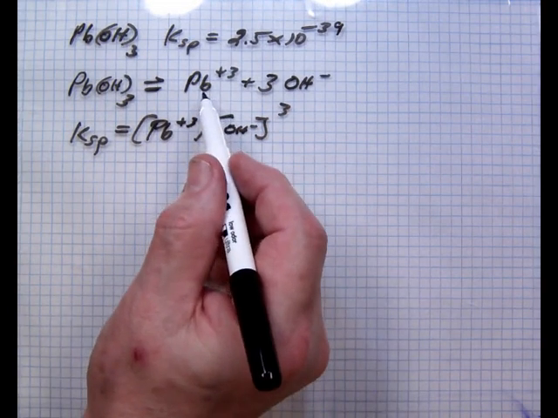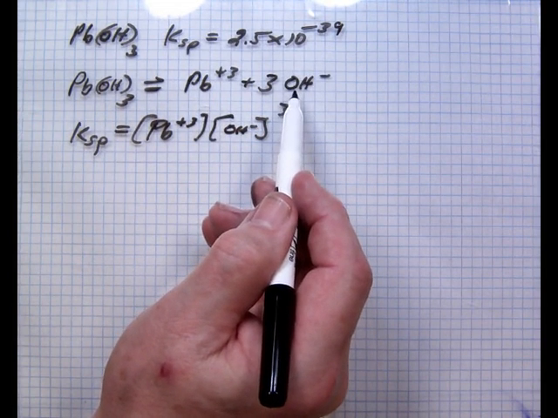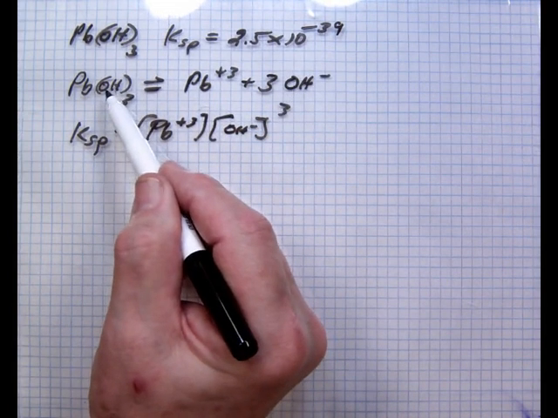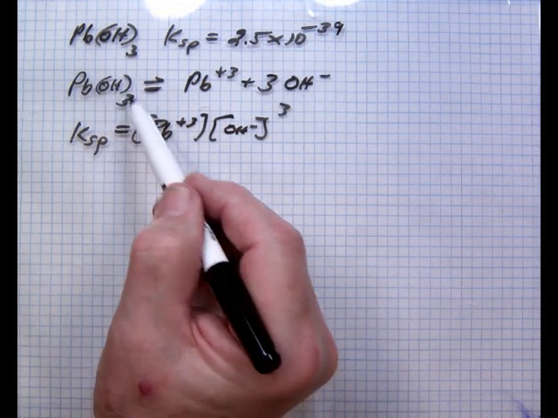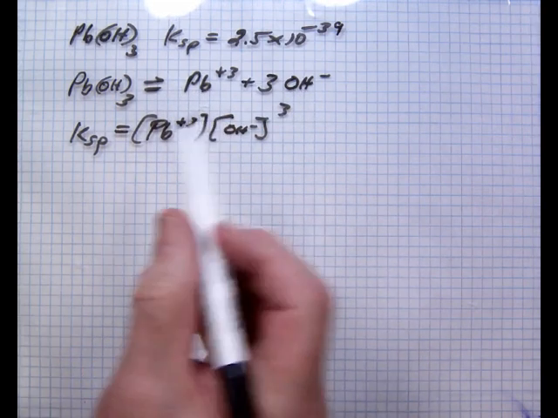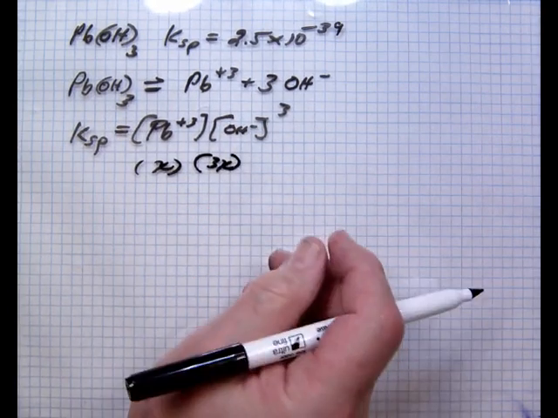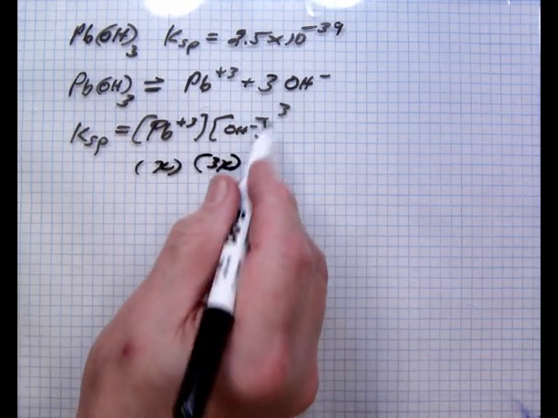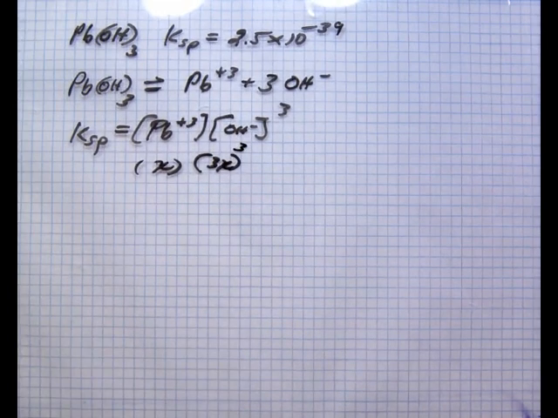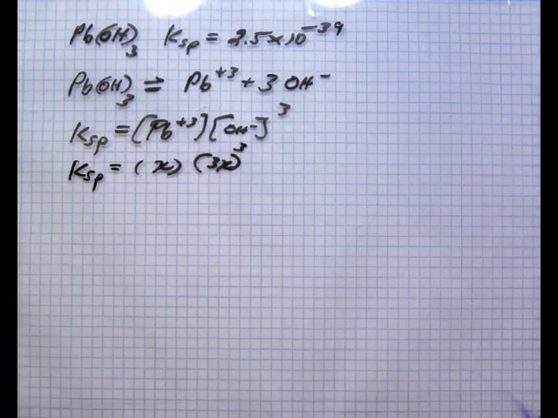At equilibrium, lead's going to be X and hydroxide is going to be 3X. See, one molecule of lead hydroxide sends out 3 hydroxides and 1 lead. So you can just come down here with X and 3X. That's how much was delivered. But the cube has to be placed on the 3X. And that's equal to Ksp. The solubility is X. Solve for X.